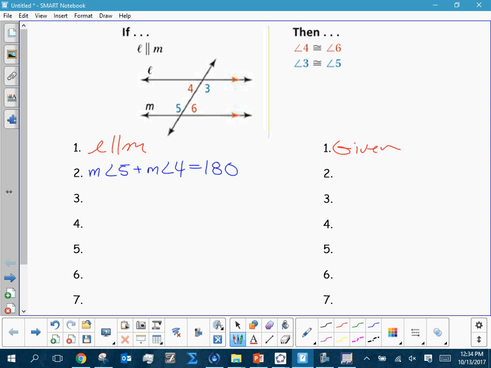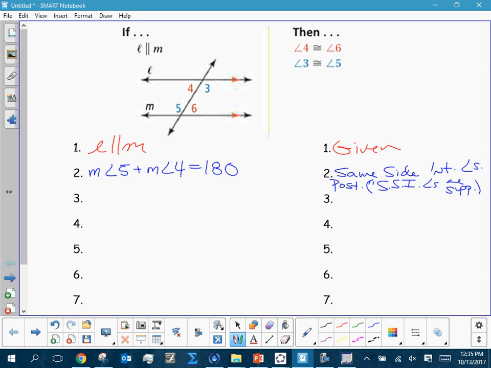Now, if you're a person that said 3 and 6 were as well, that's fine, put 3 and 6. It is a true fact. We only need one of these, okay? We only need to look at 5 and 4 or 3 and 6, but that is all we need. And that is, we can call it the same side interior angles postulate, which tells us that same side interior angles are supplementary. Okay, I like to write it that way.